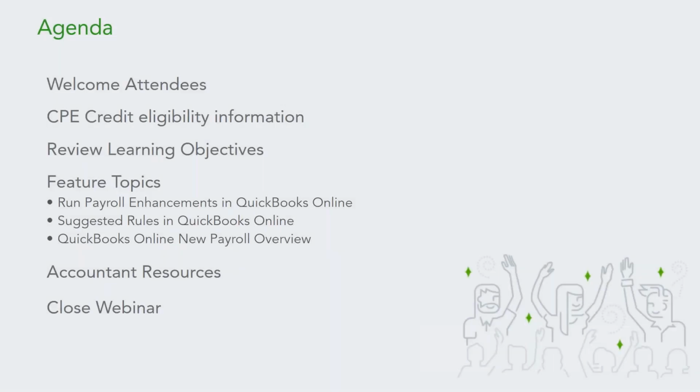We're going to go over our agenda real quick today. Welcome attendees, as I already have. Thank you for joining us. The CPE credit eligibility, review the learning objectives, and we have 3 features for you, a couple about payroll and one about the online banking. And then we have a bunch of accountant resources at the end, which I will go through very quickly because all of the information and resource links for those are contained in the handout.